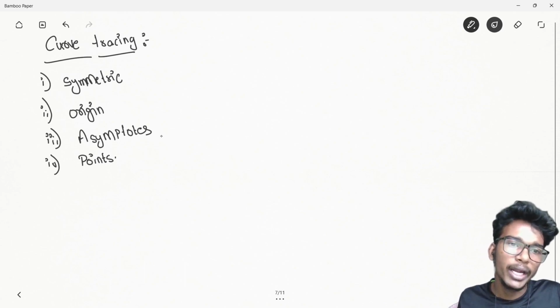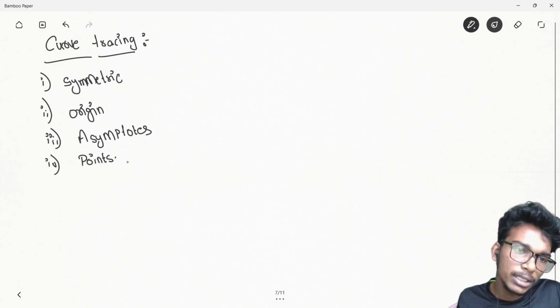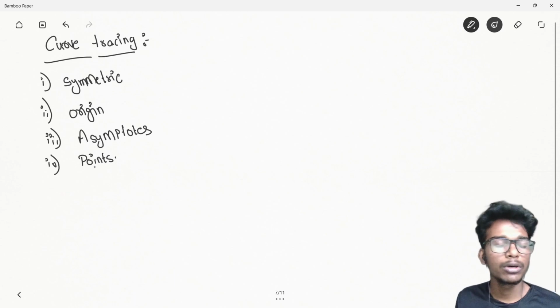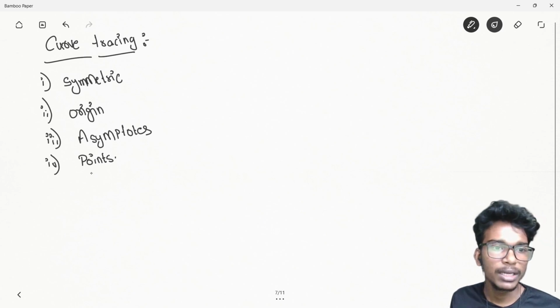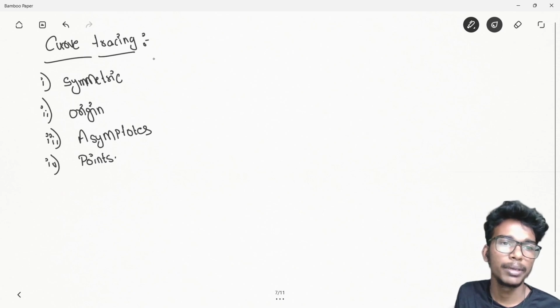And we will try to find the asymptotes of the given curve, and we have to check the points where the tangents are parallel, where the tangents are perpendicular, and the points where it is touching an axis and crossing through another axis. These are the basic things we will discuss in detail now.